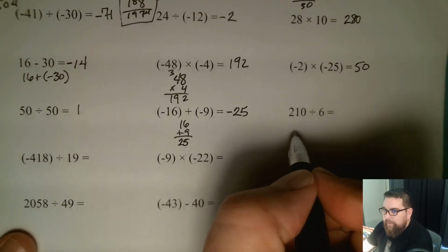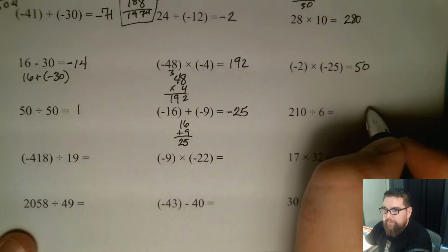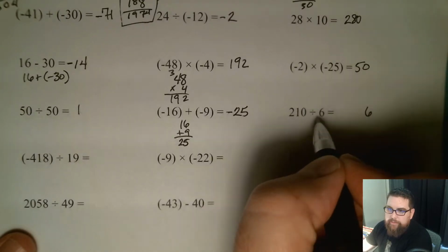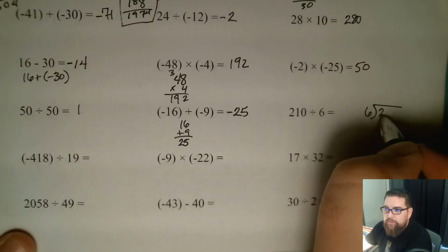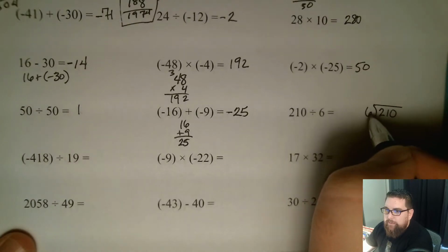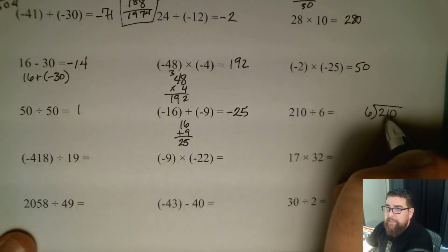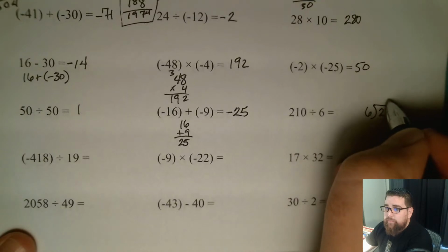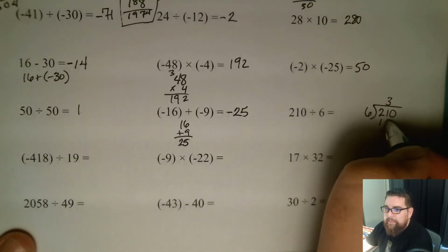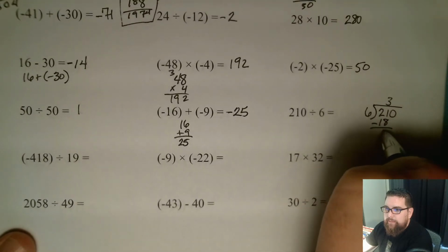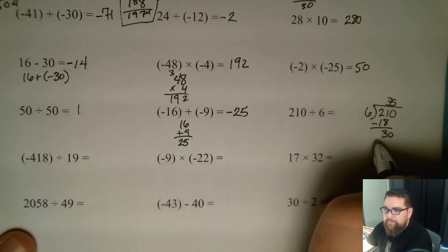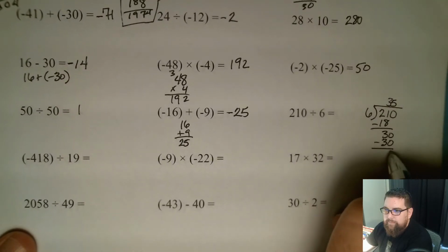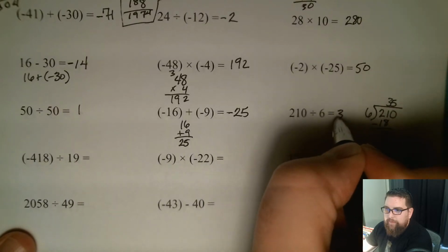We have 210 divided by 6. So we start out just by, first of all, doing the division. Actually, we can just look at this. They're both positive, so our answer is going to be positive. All we need to do is do the division. So 6 goes into 210. Well, 6 goes into 21. Closest would be 18, which is 3. So 3 times 6 is 18. We're going to subtract, and we get 30. And 6 goes into 30 5 times. And so we get 35 as our answer.